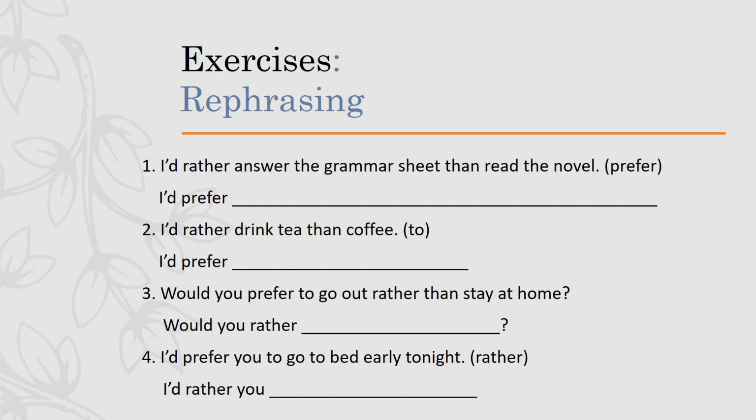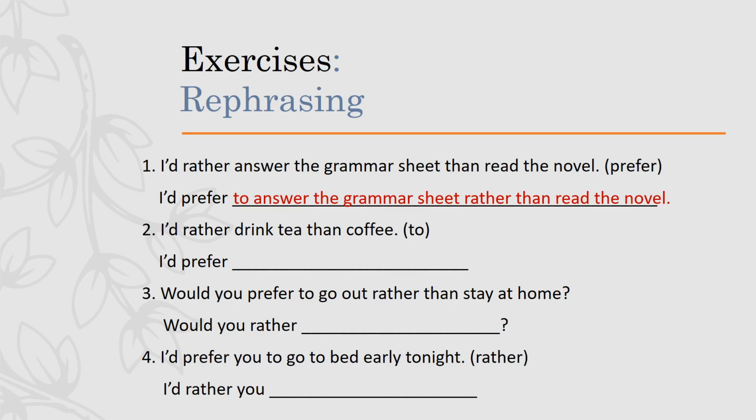Let's test ourselves through this exercise. Number 1. I'd rather answer the grammar sheet than read the novel. Use prefer. Of course, the structure will be different. I'd prefer, don't forget to put to. I'd prefer to answer the grammar sheet, and then what's the next difference? I will say rather than read the novel. So take care of these two differences. I add to before the verb, and I say rather than, I don't say than only.